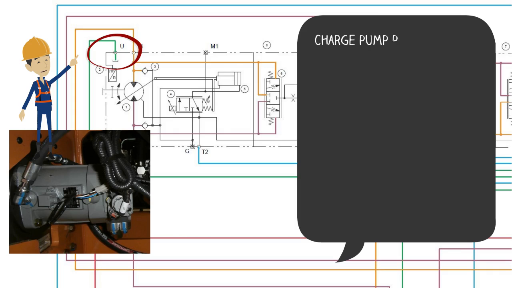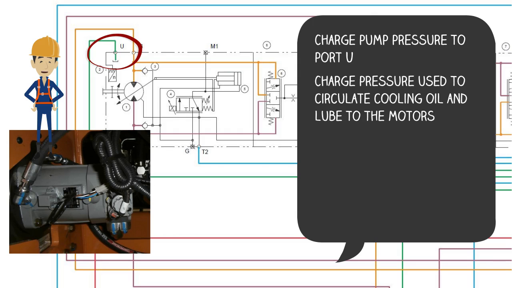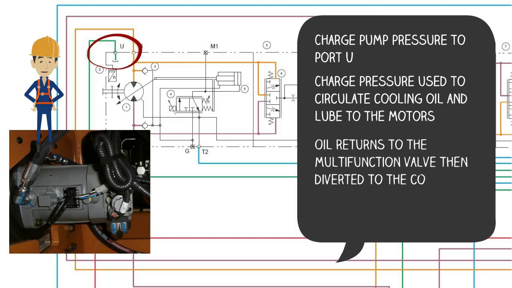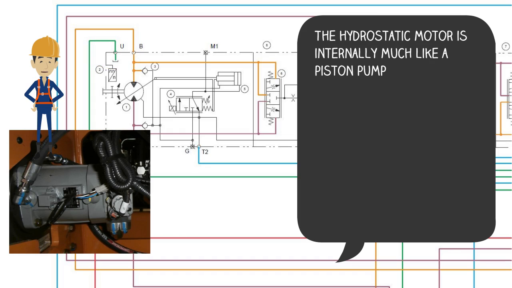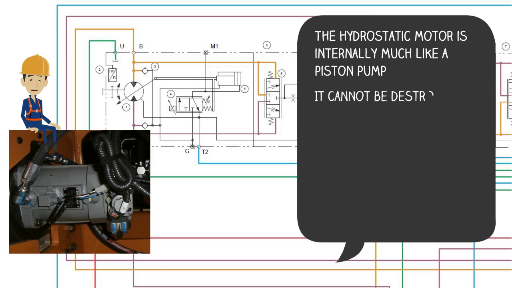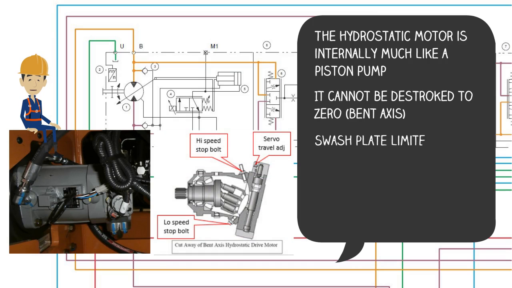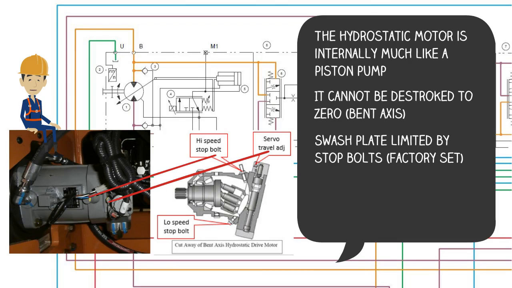Charge pump pressure enters port U on the drive motors. Charge pressure here is used only for cooling and lube. Oil returns to the multifunction valve and then is diverted to the cooler to be cooled and then returns to tank. The hydrostatic motors are directly mounted to the final drives. They are much like a piston pump internally, but they cannot be destroked to zero because they are a bent axis motor. The swash plate stop bolts are set by the factory. However, they may require adjustment in the event of mistracking.